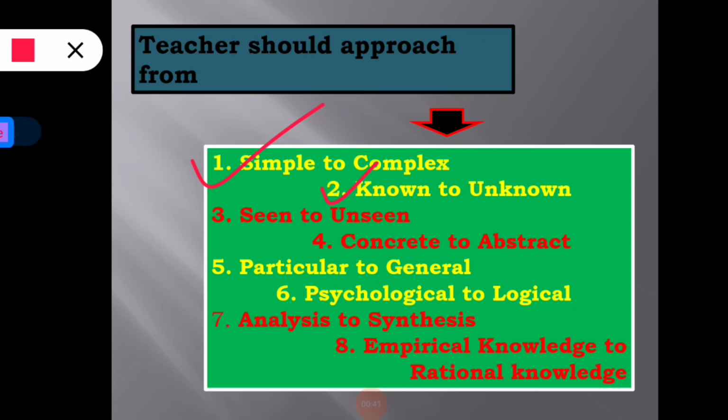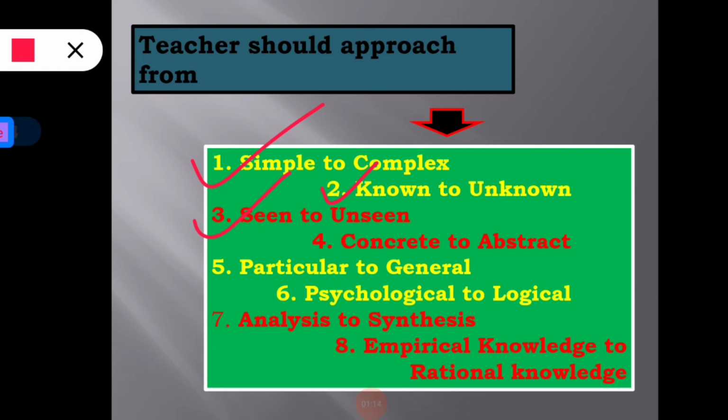And now we are going to the next point, that is known to unknown. It is easy for students to build new knowledge if they are able to relate it to what they already know. So the teaching should follow from known to unknown. Past experiences of the students should be linked to new teaching. Now going to the third point, that is seen to unseen. Similarly, the teacher can plan the lesson to flow from the seen to unseen. Such an approach can be used for better understanding of the students.